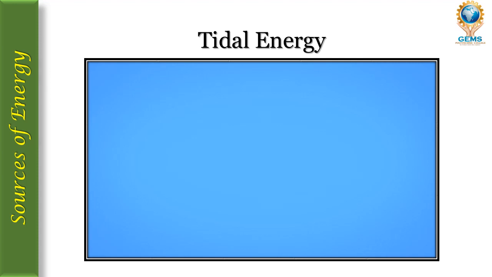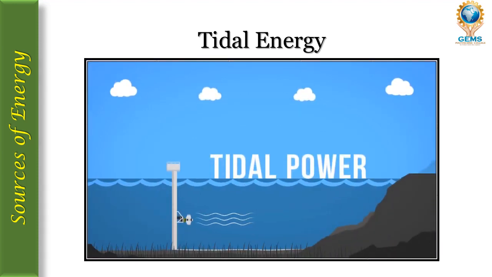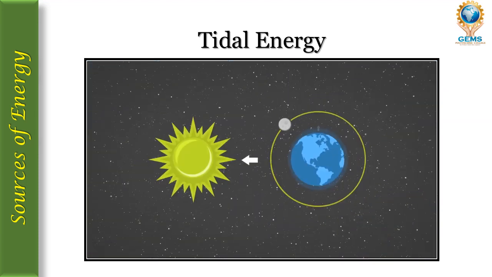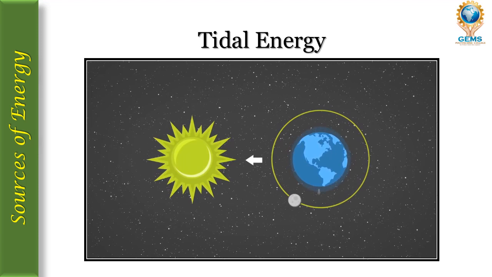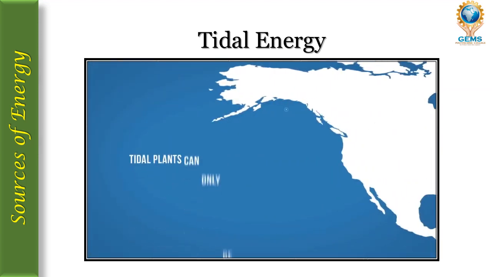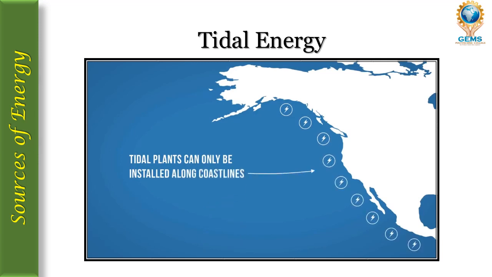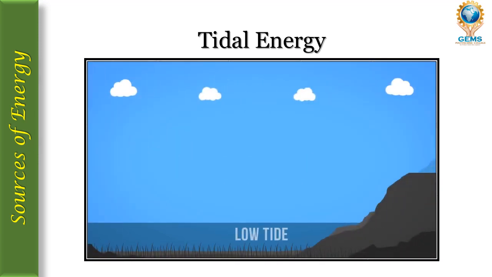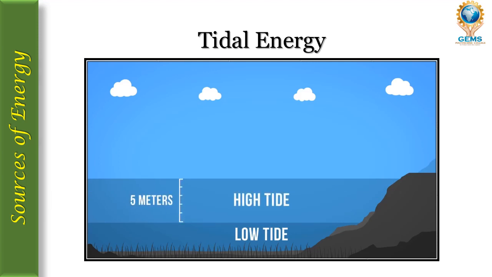Let's see the animation of tidal energy, how this tidal energy is working. Tidal power. Tidal power is a form of hydropower that converts the energy from the natural rise and fall of the tides into electricity. Tides are caused by the combined effects of gravitational forces exerted by the moon, the sun, and the rotation of the earth. Tidal plants can only be installed along coastlines. Coastlines often experience 2 high tides and 2 low tides on a daily basis. The difference in water levels must be at least 5 meters high to produce electricity.